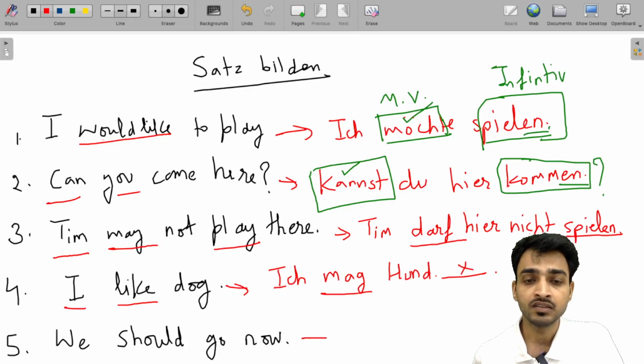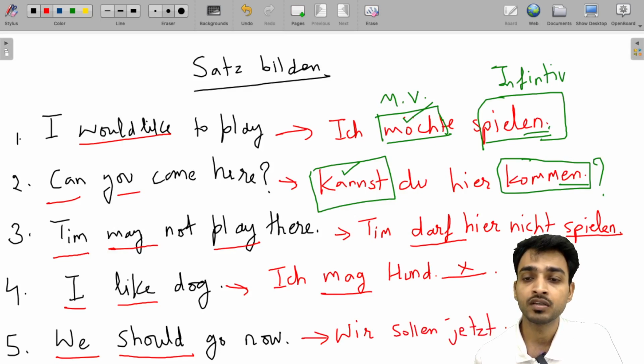And the last sentence is we should go now. Here the modal verb is should, and we is the subject. So the sentence is wir sollen jetzt gehen. Wir sollen jetzt gehen. We should go now. Sollen is the modal verb, gehen is the infinitive.